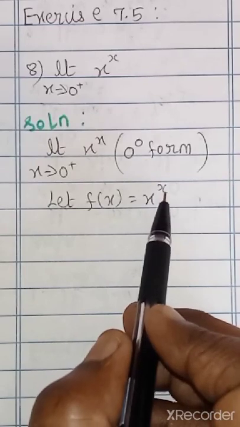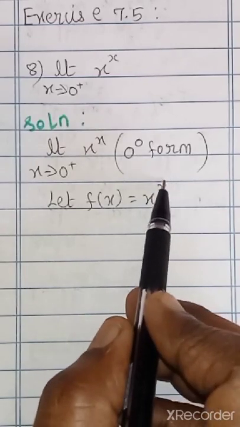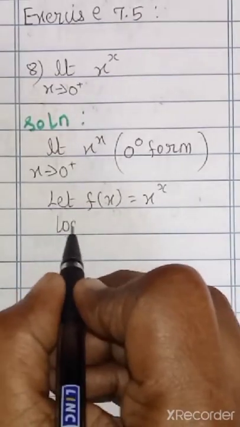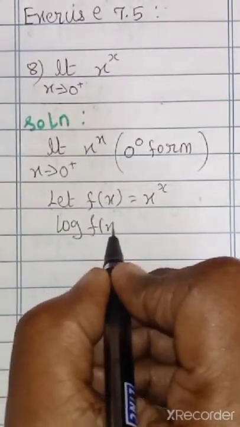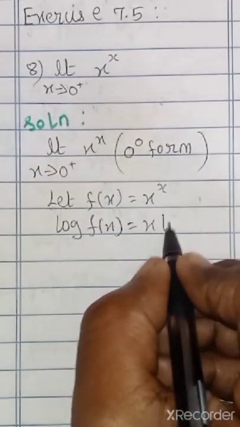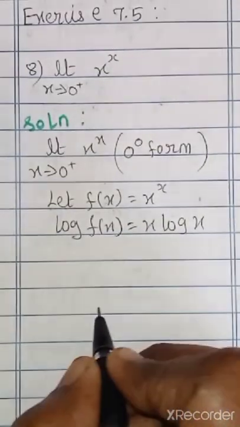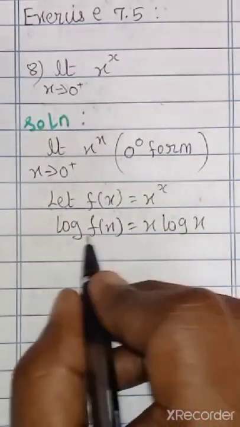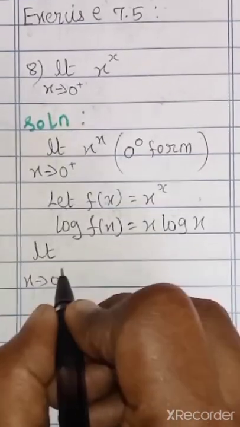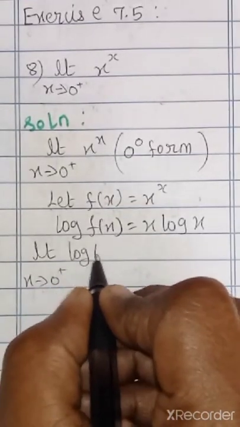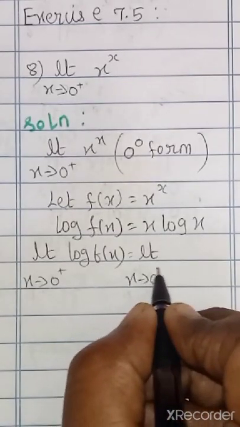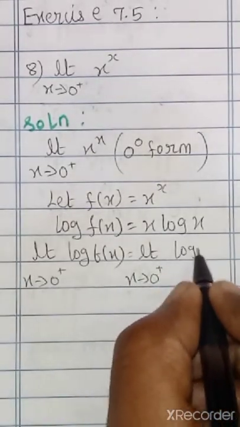So how to remove this power x? Taking log on both sides. So taking log on both sides, what you will get? Log f of x equal to, when you take log, power will come front as product, x log x. Okay, again taking limit on both sides, limit x tends to 0 plus log f of x equal to limit x tends to 0 plus x log x.